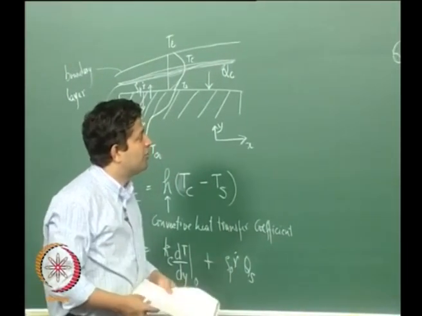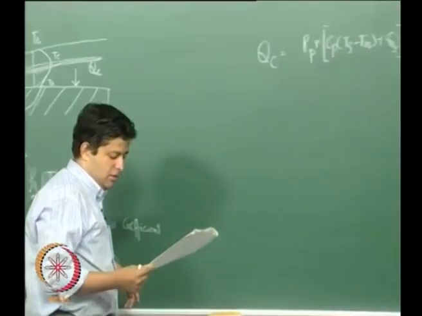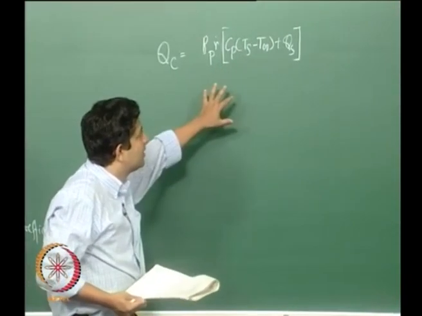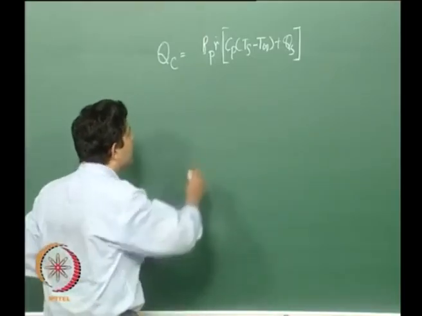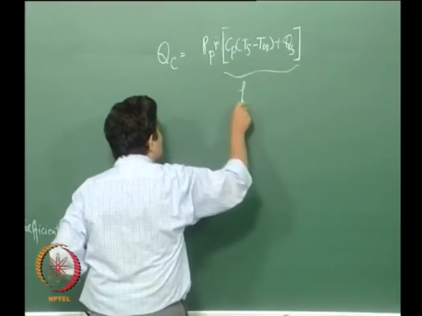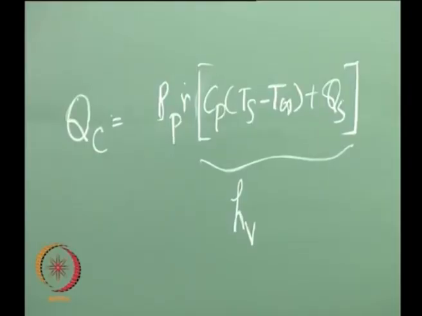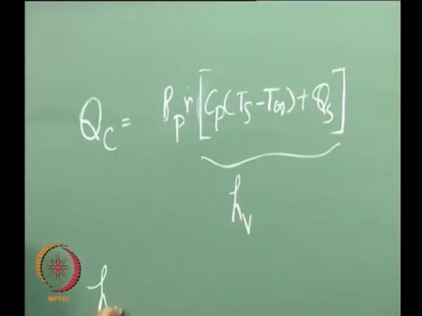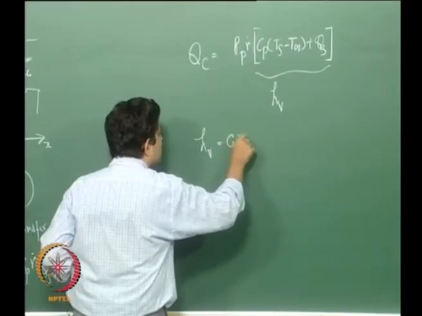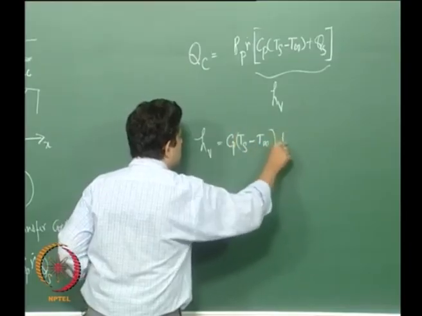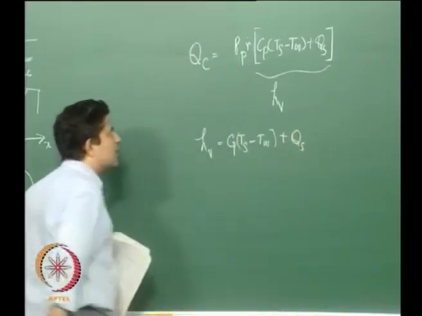Now for ease of terminology and other things to follow, let me call this part HV. HV is nothing but Cp Ts minus T infinity plus Qs.